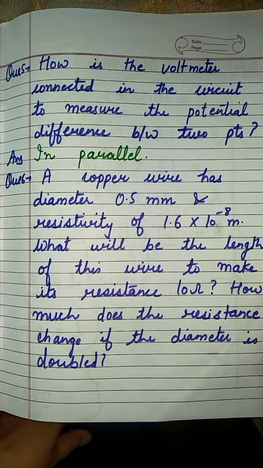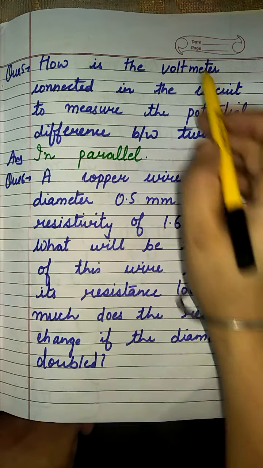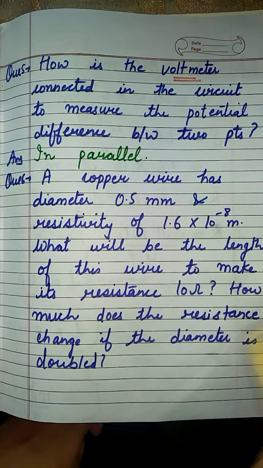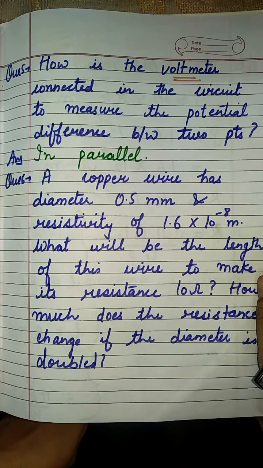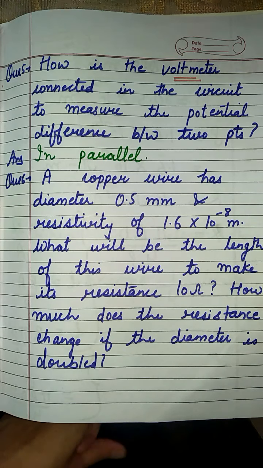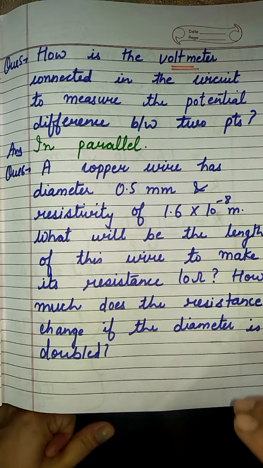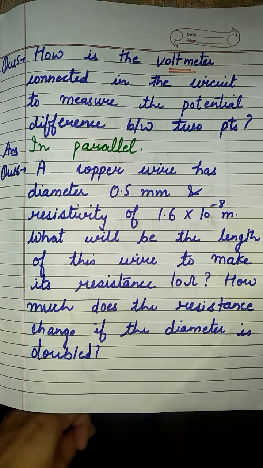How is the voltmeter connected in the circuit to measure potential difference between the 2 points? How voltmeter is connected? Voltmeter is a device used to measure the potential difference. It is always connected in parallel. This thing we have discussed in series and parallel combination. Now question number 6, this type of question we have discussed previously also.